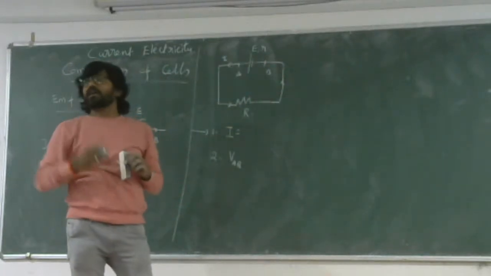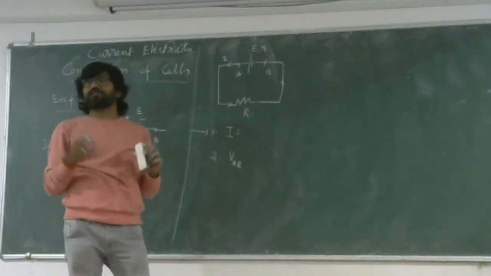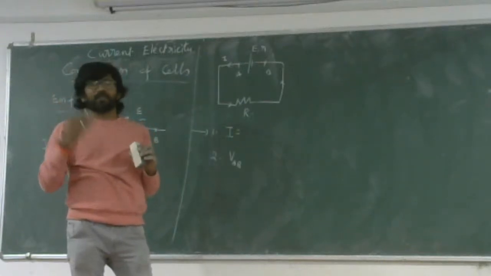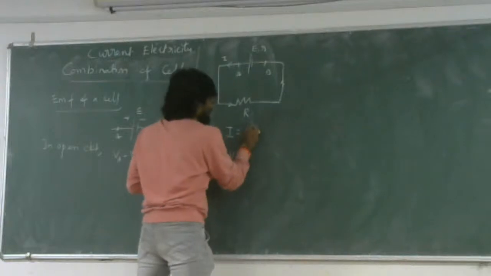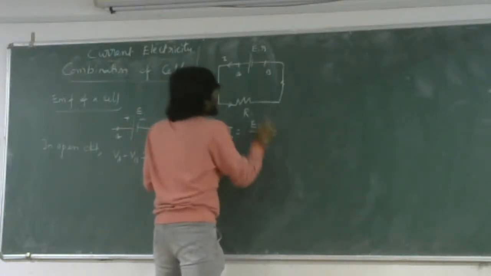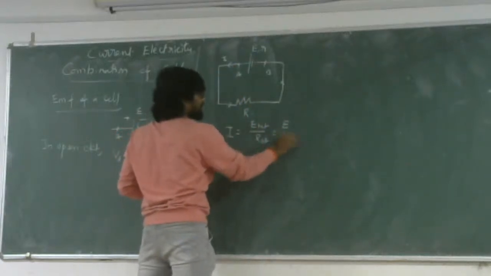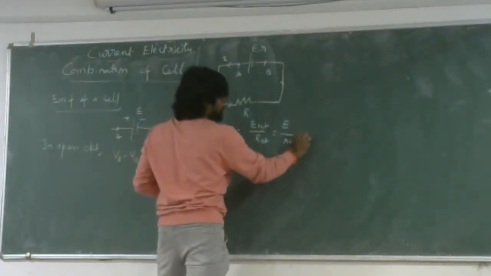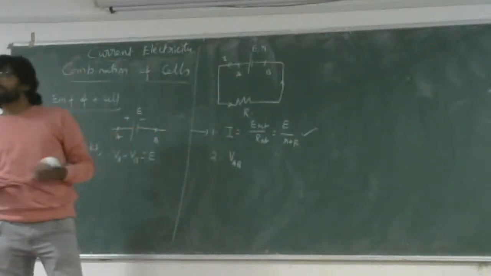And that current from Ohm's law is given by I equal to V by R. But here we express this as net EMF by total resistance. Your net EMF is E, and the total resistance is R plus r. Is it clear now? That's it.